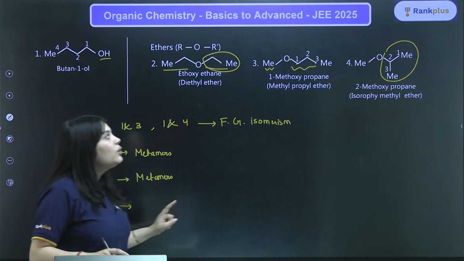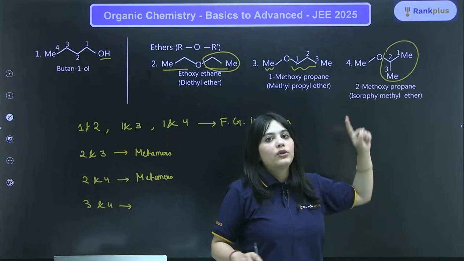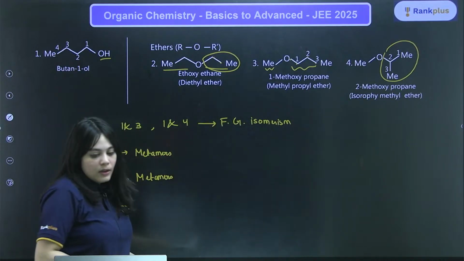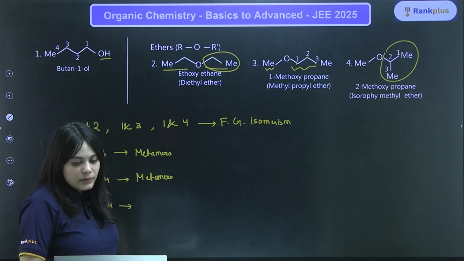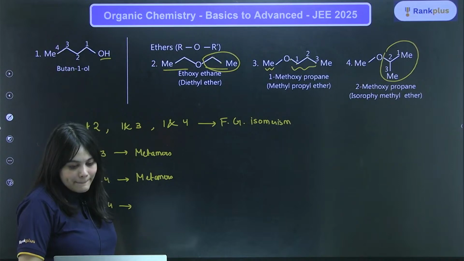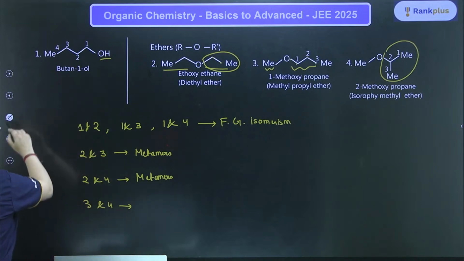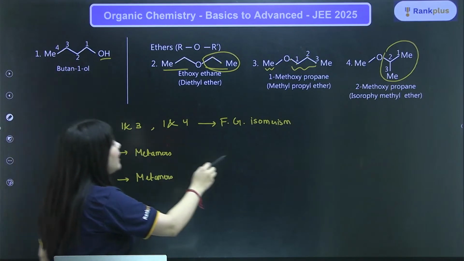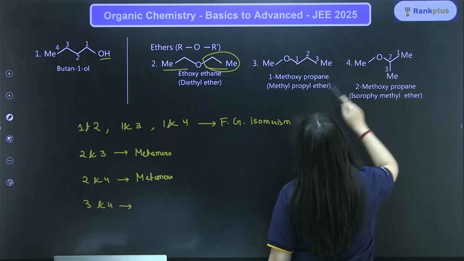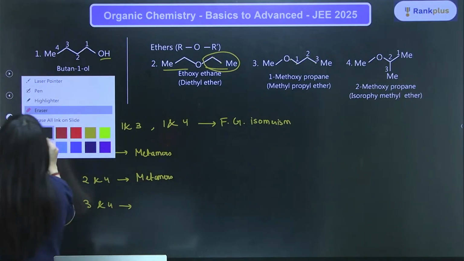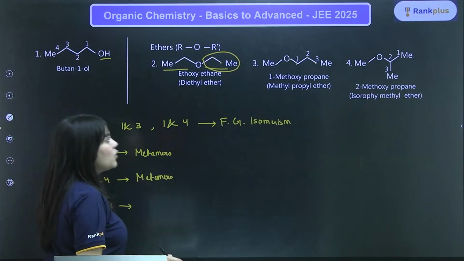But if I ask you to compare third and fourth, what is happening with third and fourth? This is a very interesting question once again. This has taken an extremely interesting turn now. What kind of isomerism are they showing?